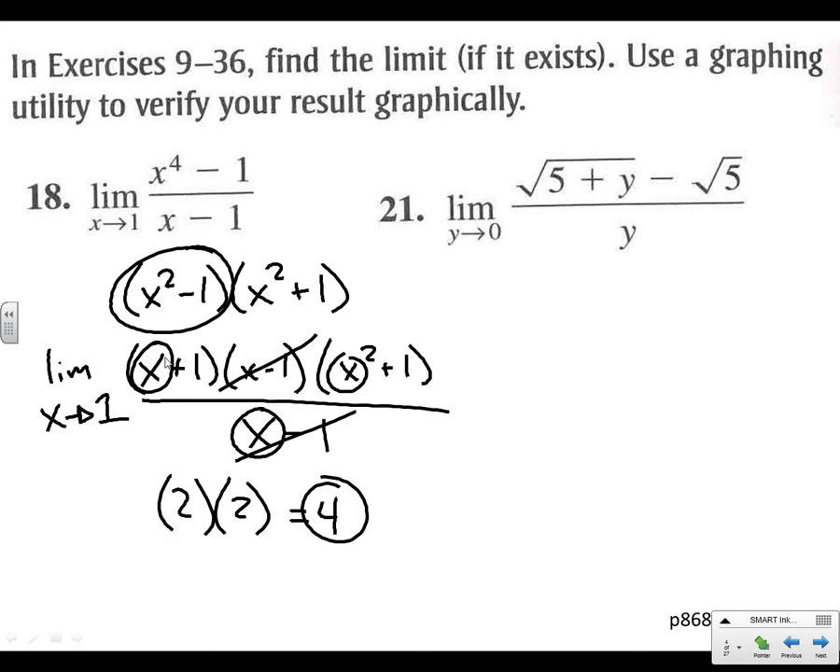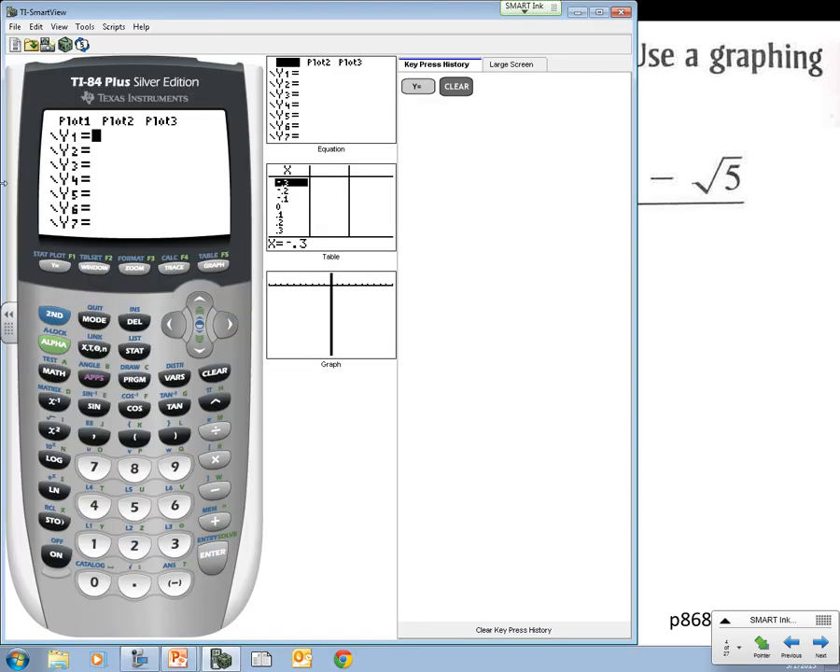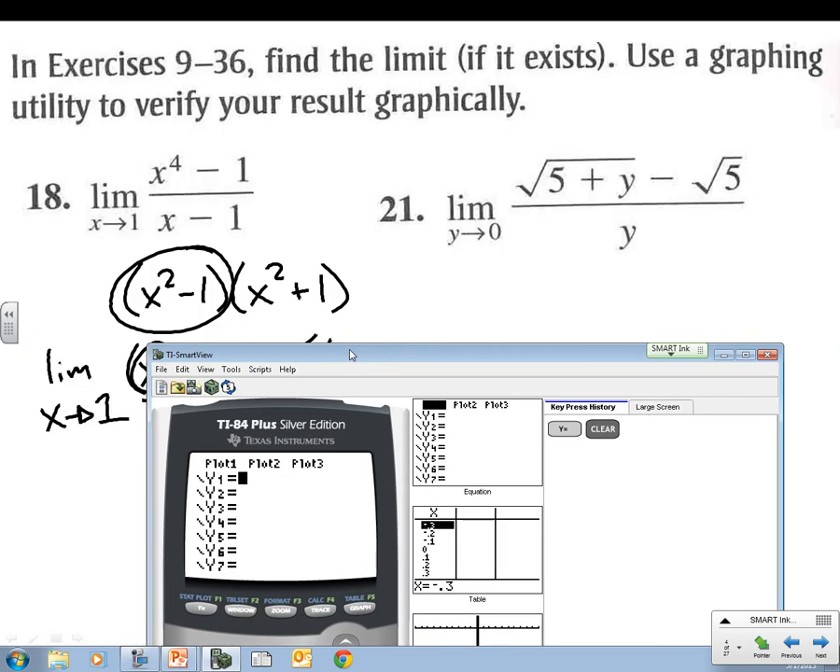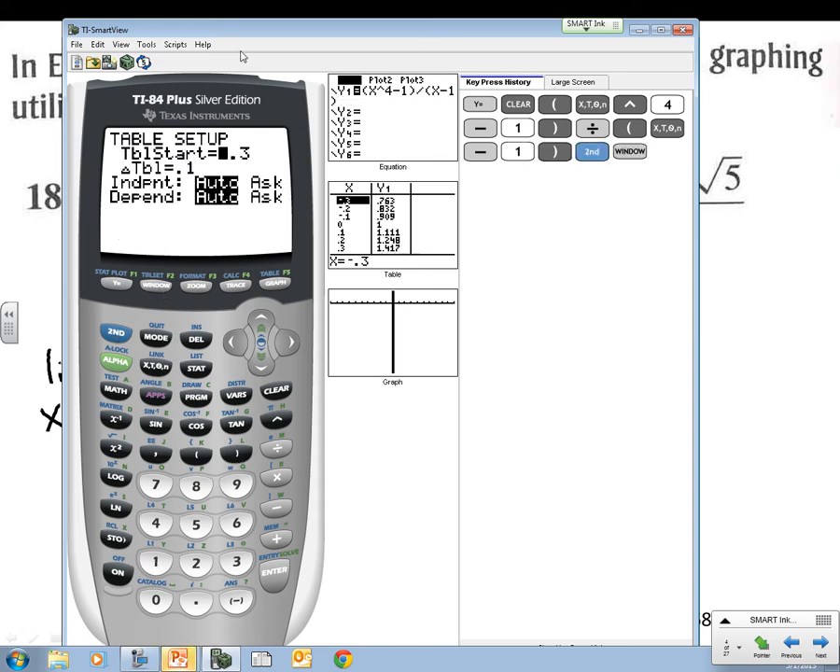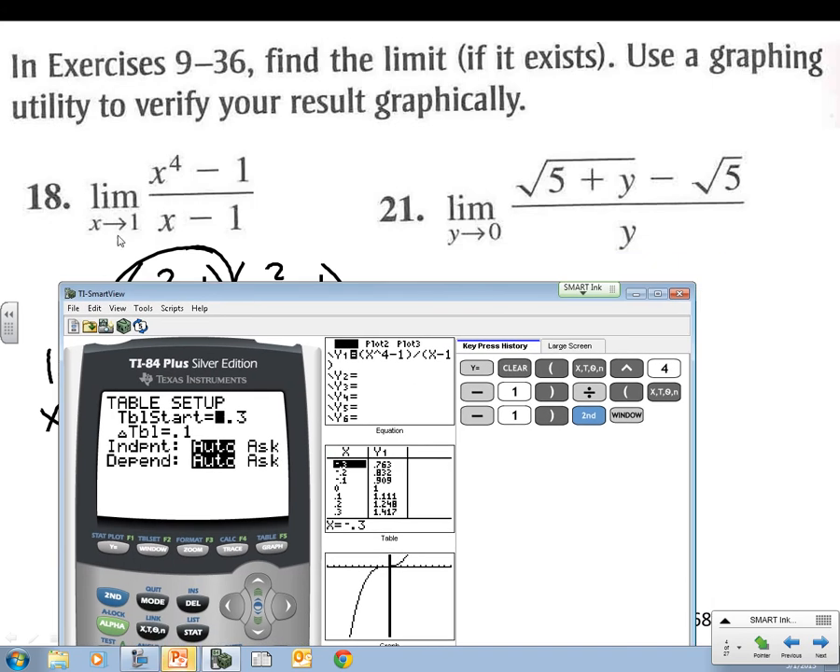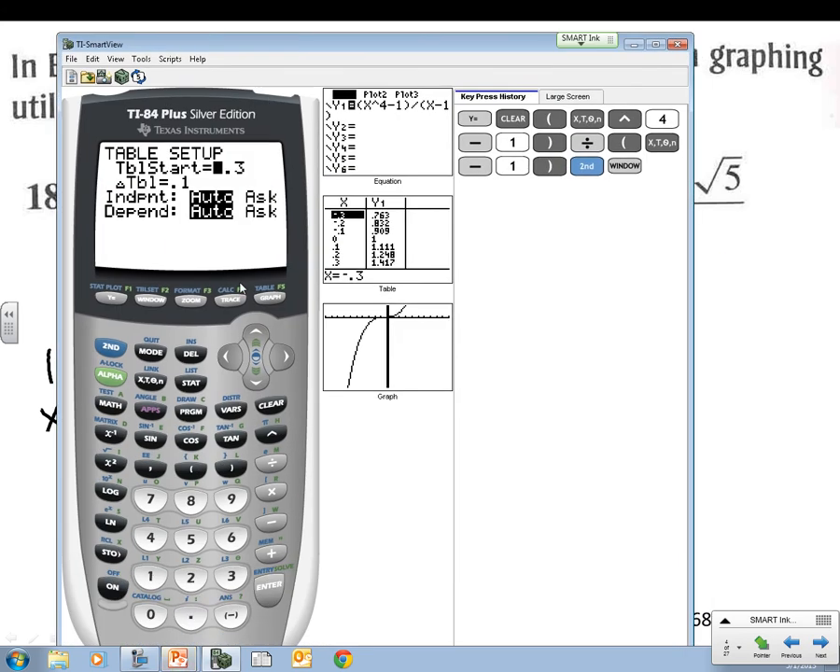Let's check that graphically and verify that that is indeed the case. So I'm going to swing over to the calculator. And we've got x to the fourth minus 1 over x minus 1. So remember your parentheses. X to the fourth minus 1 divided by x minus 1, and I'm going to take my table and we'll start setting it. Remember, we're taking the limit as we approach 1, so I'm going to go a little bit less than 1. Let's try 0.7, and we'll count by 0.1s.